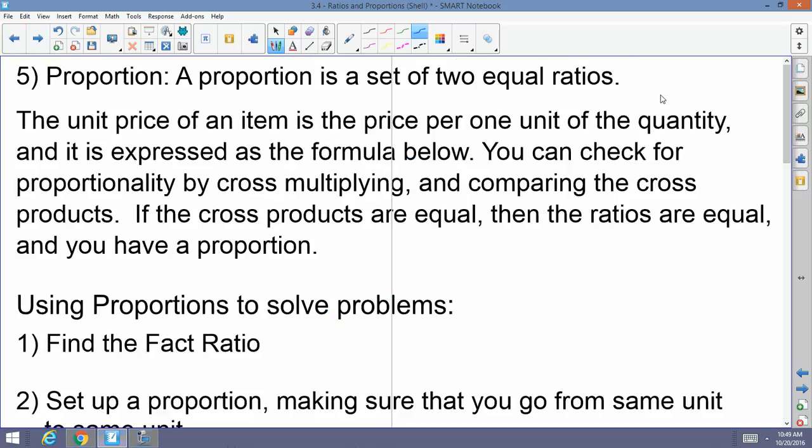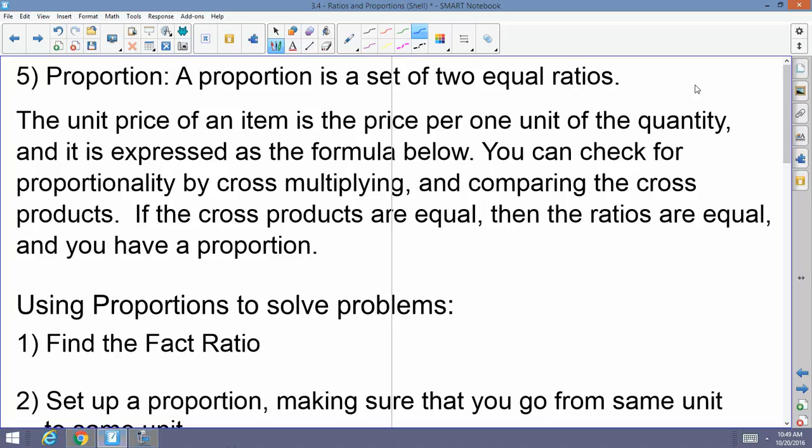Okay, now, let's continue. Proportion. A proportion is, as you notice, guys, I didn't blank this out because there's a lot of stuff here. So I don't want you to be jammed up on writing. I want you to really understand and listen. A proportion is a set of two equal ratios, period. When you have two ratios that are equal, that is a proportion.